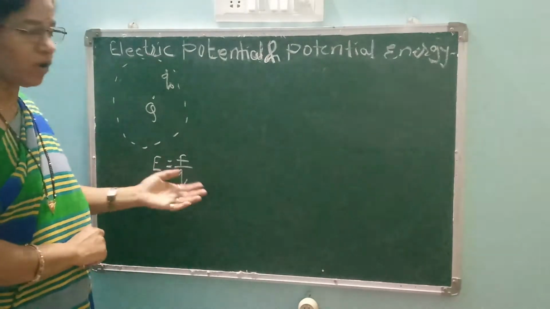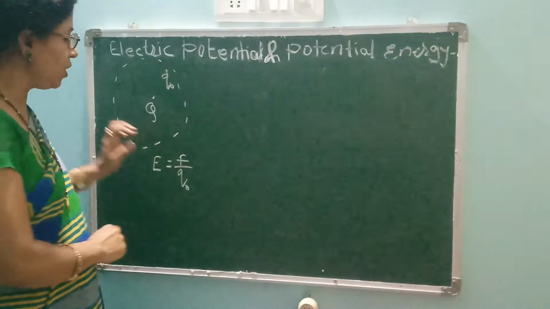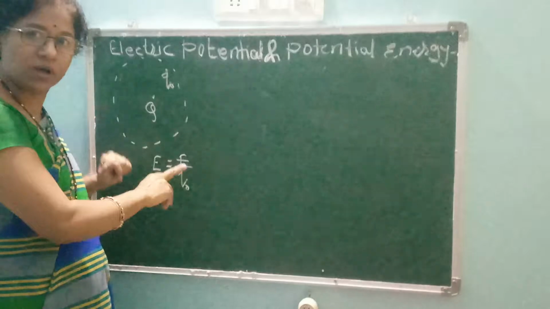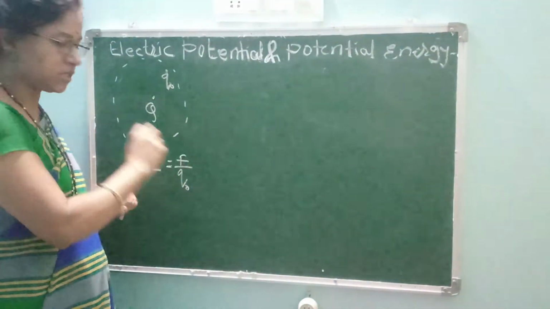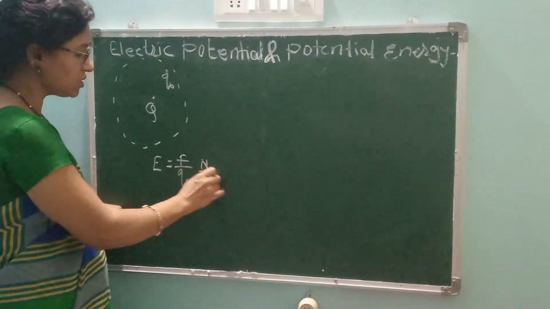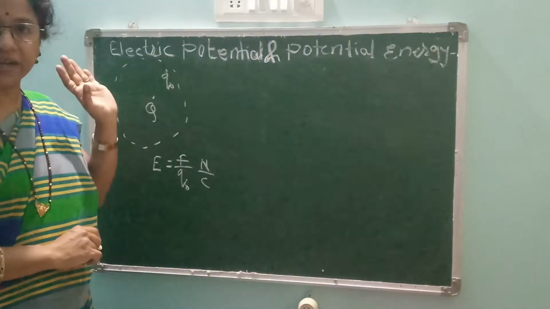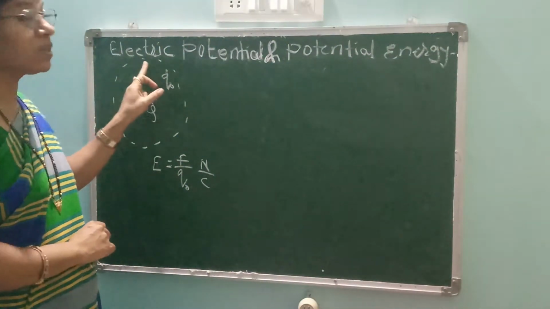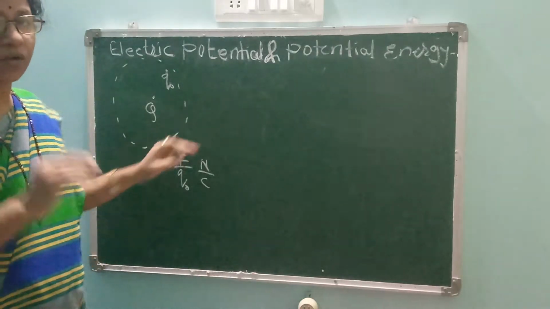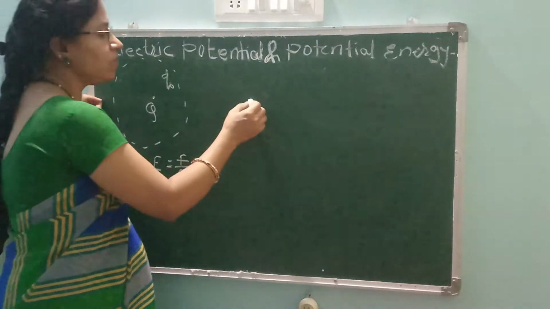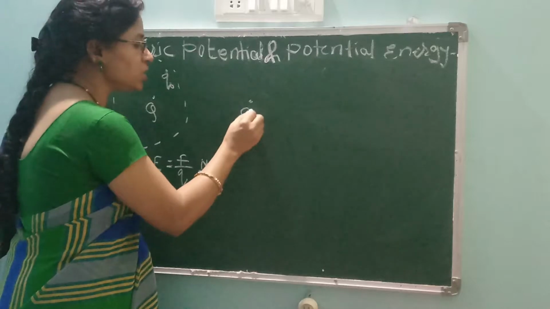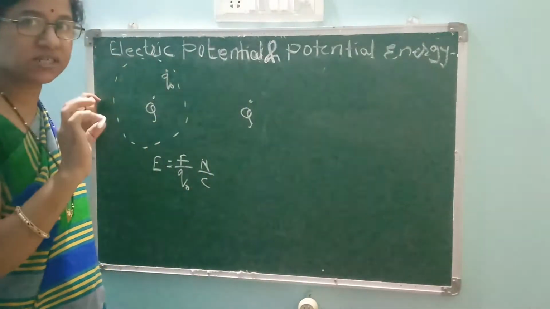And if you have to write it in unit form, what is the unit of the force? It is the Newton, and charge is the Coulomb. So this is the electric intensity. Now we have to find out the electric potential. Again, for the electric potential also we have to consider the charge q. Again we have considered a charge.